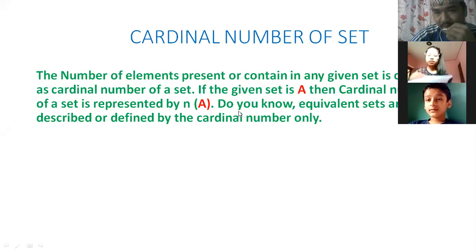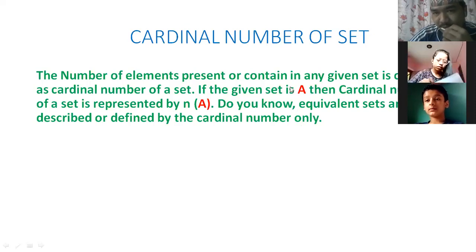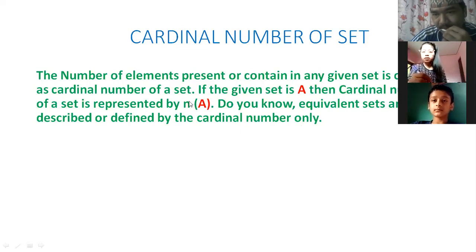Do you know equivalent sets are described or defined by the cardinal number only? Suppose set A is given, then its cardinal number will be written by small n, and inside this small bracket we have to write capital A. This is read as the cardinal number of set A. Okay, children? How to read this? Where I am showing the pointer, look here: cardinal number of set A. Read it like this, okay? Cardinal number of set A.